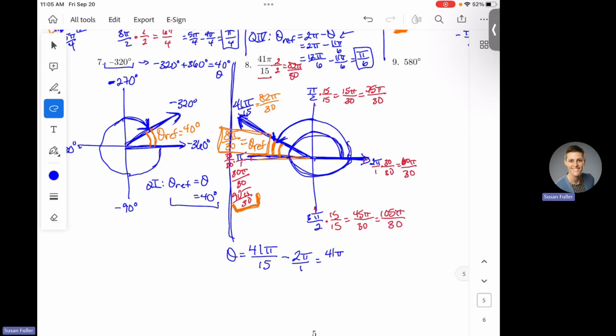So 41 pi over 15 minus, if I multiply this guy by 15 over 15, I'm going to get 30 pi over 15. And when I subtract those, I get 11 pi over 15.